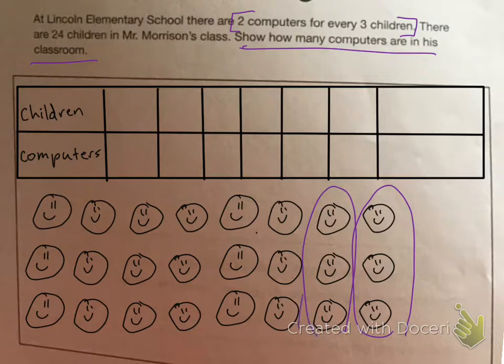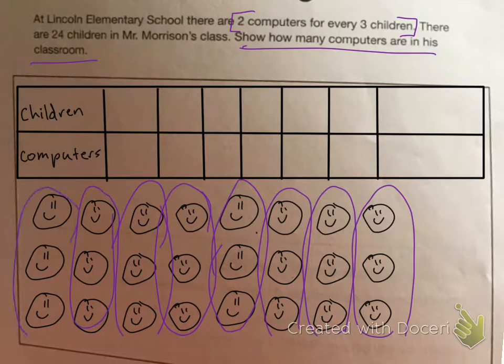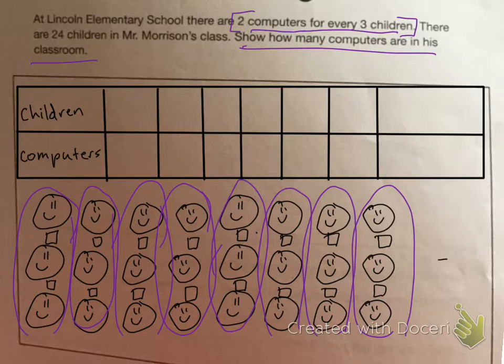1, 2, 3, 4, 5, 6, 7, 8. So I have 8 groups of 3. Now I know that I have 2 computers for every 3 children. So now I'm going to draw 2 computers in each of these groups. And I'm going to do that with a square. So 1, 2, 3, 4, 5, 6, 7, 8, 9, 10, 11, 12, 13, 14, 15, 16. So I got a total of 16 computers. So that's one way to do it.